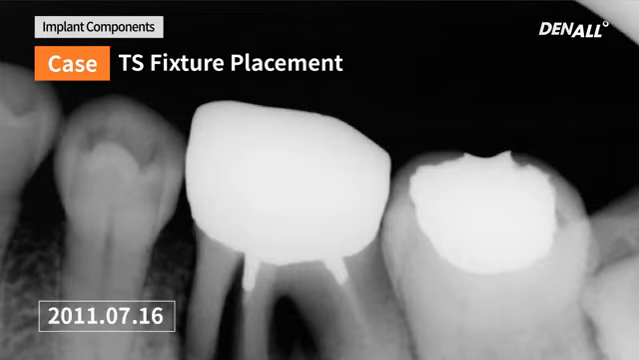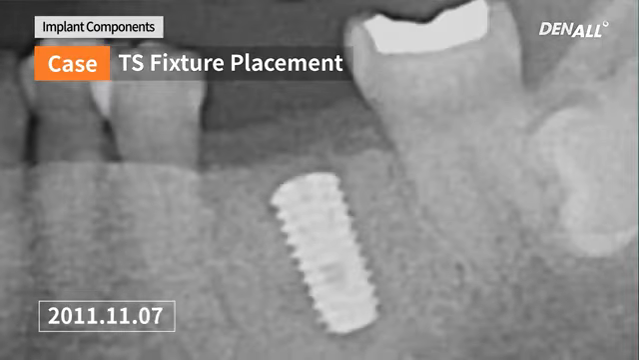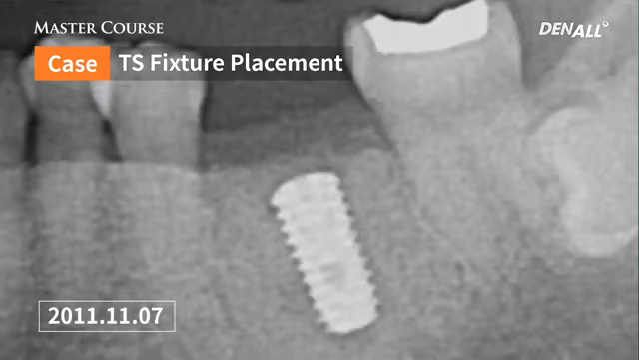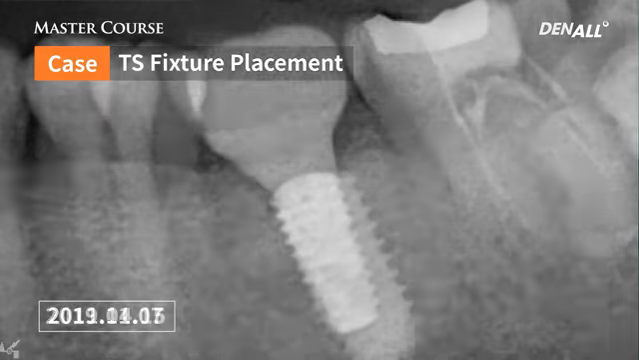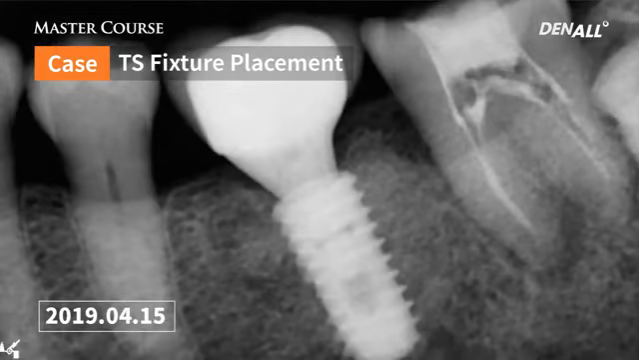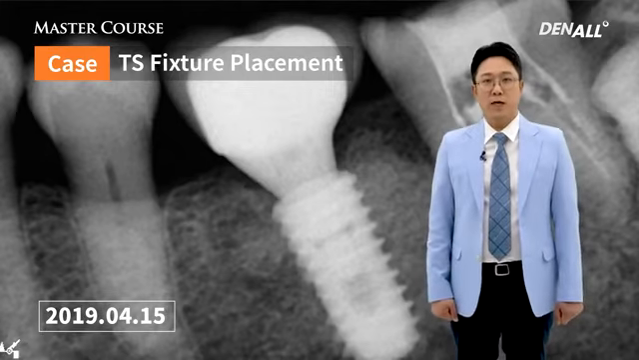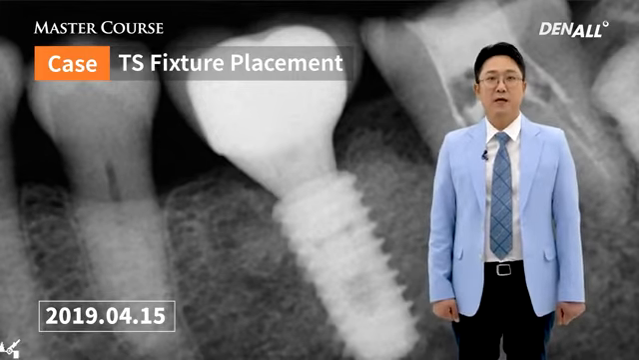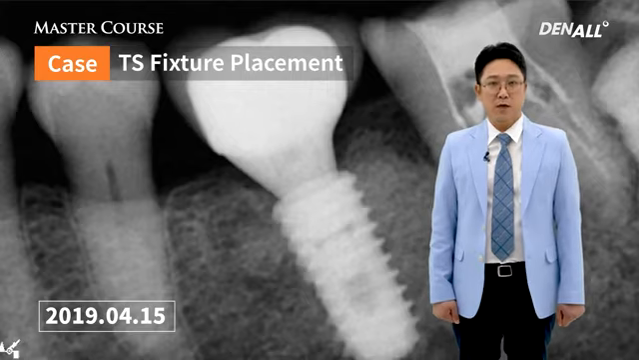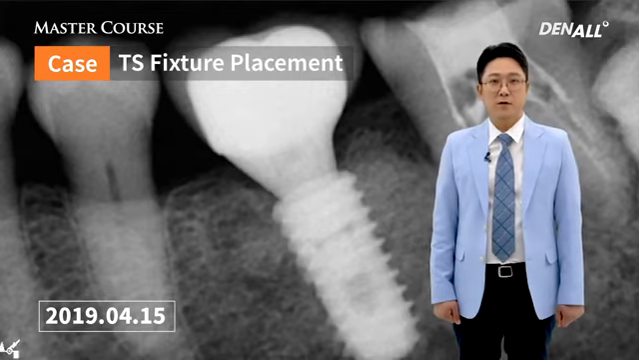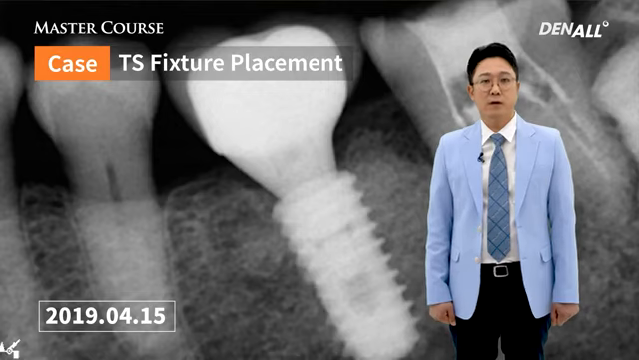In 2011, number 36, root fracture was done, extraction was done. After 4 months, implant was placed. At the time, this is the panoramic image. Final prosthesis was delivered, and after 7 years, the bone structure on top looks very stable. And if you use TS implant appropriately, long-term prognosis will be good.